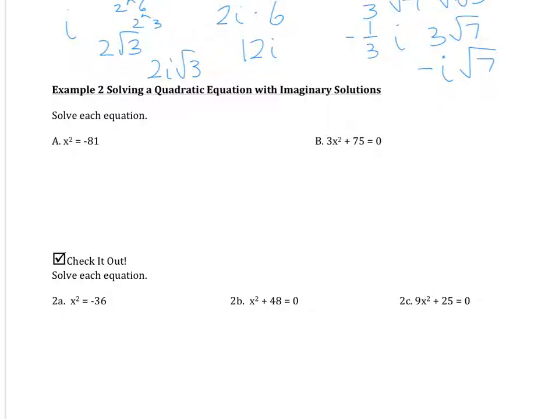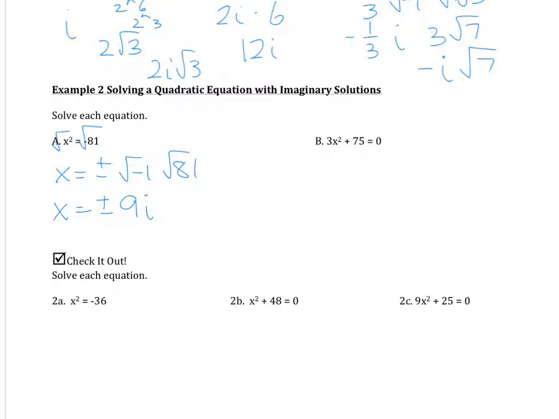Solve each equation. First thing you want to do is make sure that you isolate the x squared. When it's already isolated, you're just going to take the square root of both sides. So x equals the square root of negative 81. And because we are doing an equation now, we do need to use the plus minus. So x equals plus or minus 9i. The numbers are always written in front of the i.